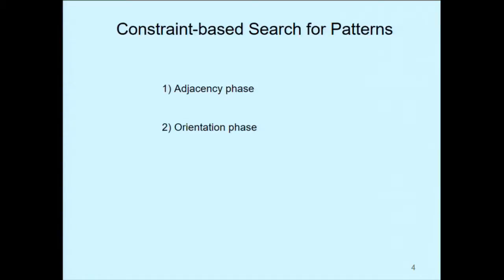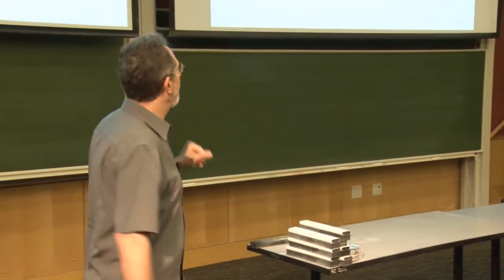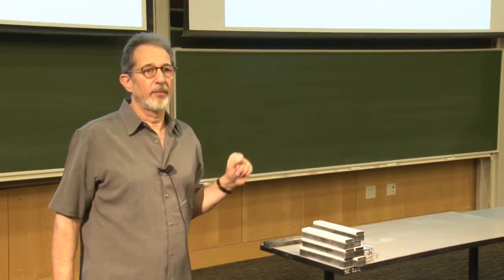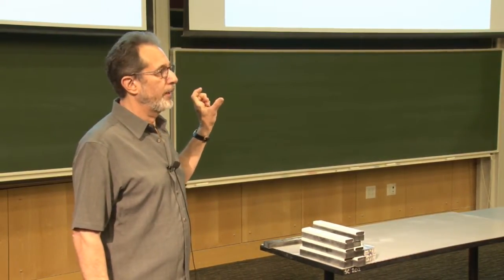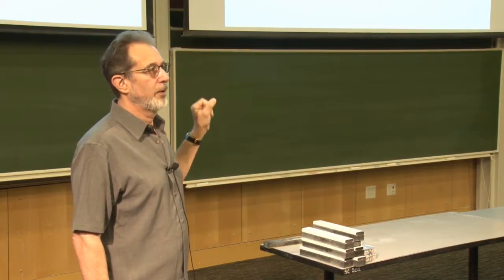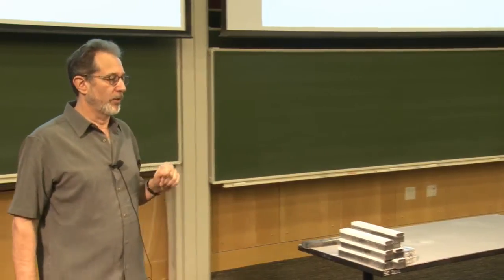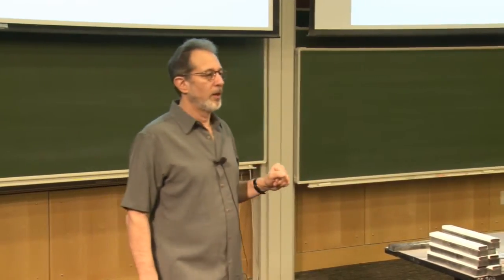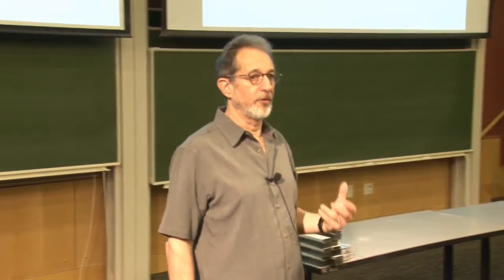Now, we've done an awful lot of simulation studies, an awful lot of cases, and one of the things that I think we believe is that the adjacency phase is more reliable, and easier to have confidence in, than the orientation phase. So it's often the case that we're very accurate on an adjacency search, but the orientation part of the search is not as accurate.